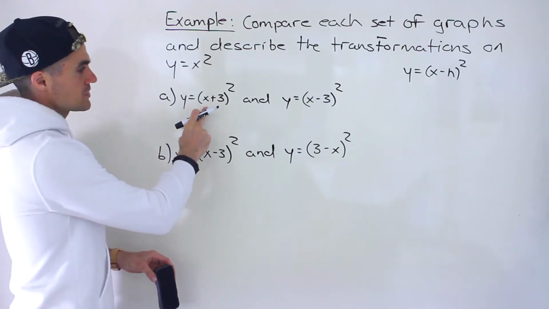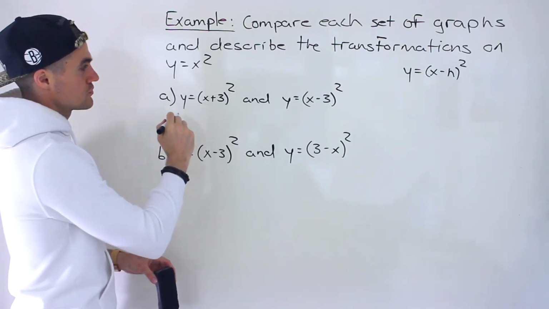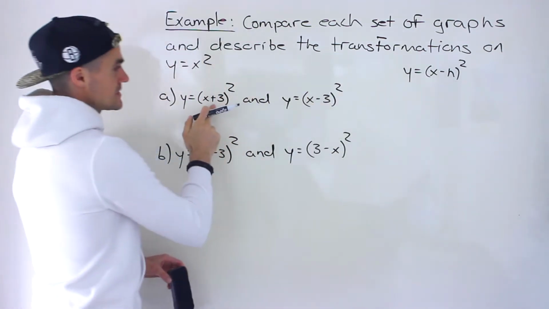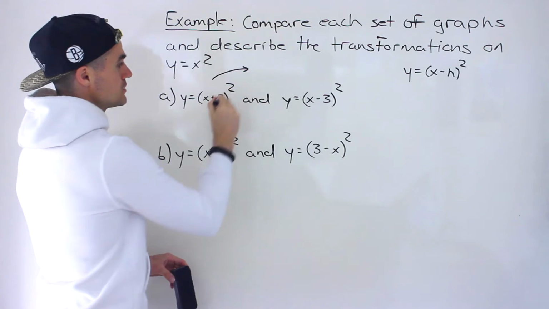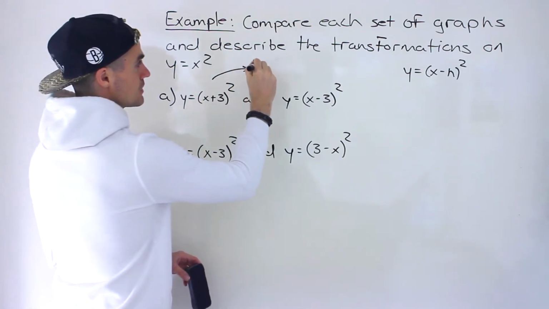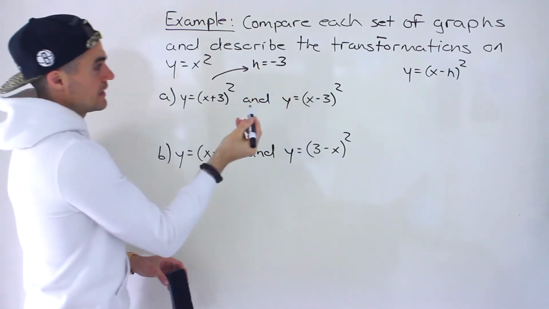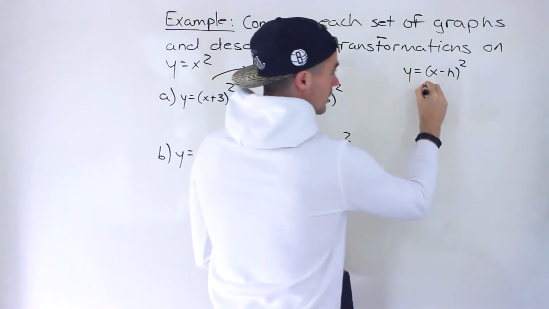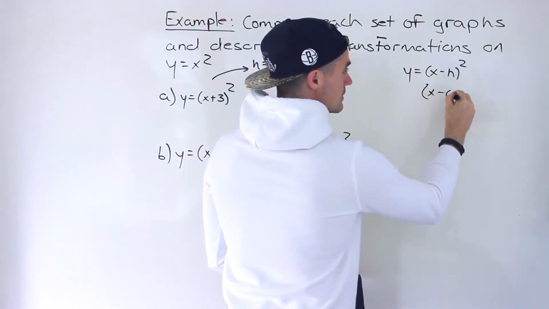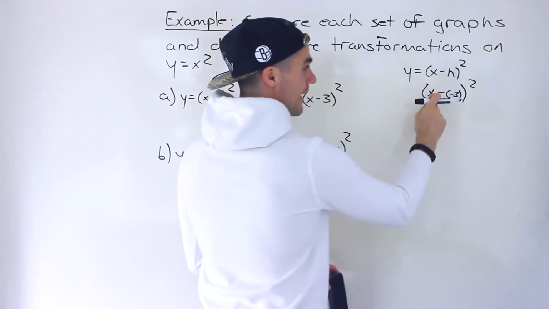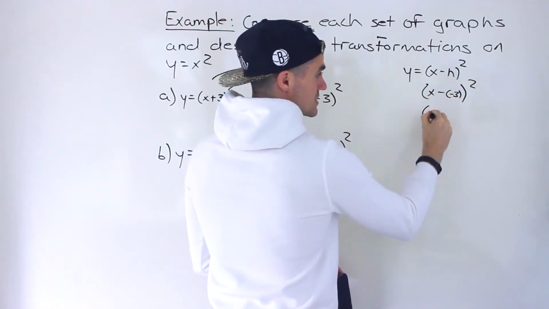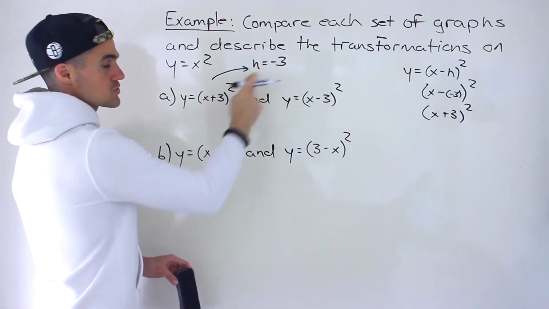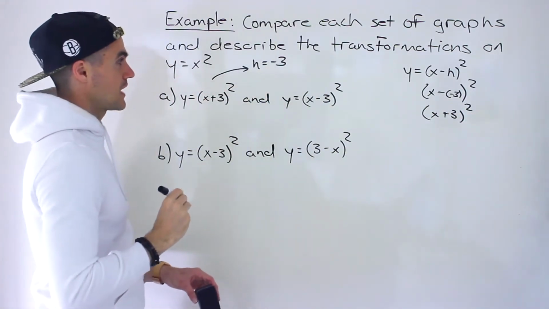We've got y equals (x plus 3) to the power of 2. So what is the h value in this case? Well, if you remember, we always switch the sign. So in this case, the h value is -3. If we plug in -3 over here, we get x minus -3, which is the same as x plus 3.